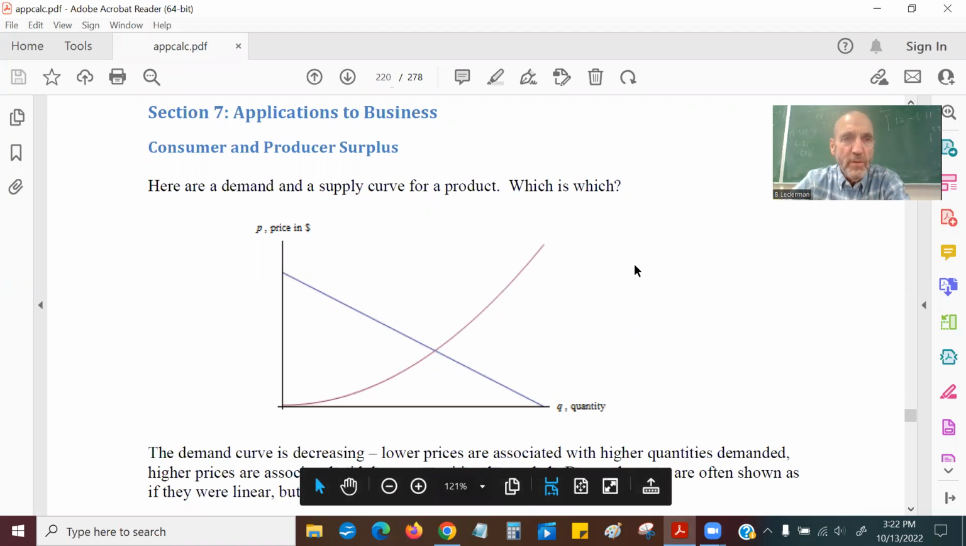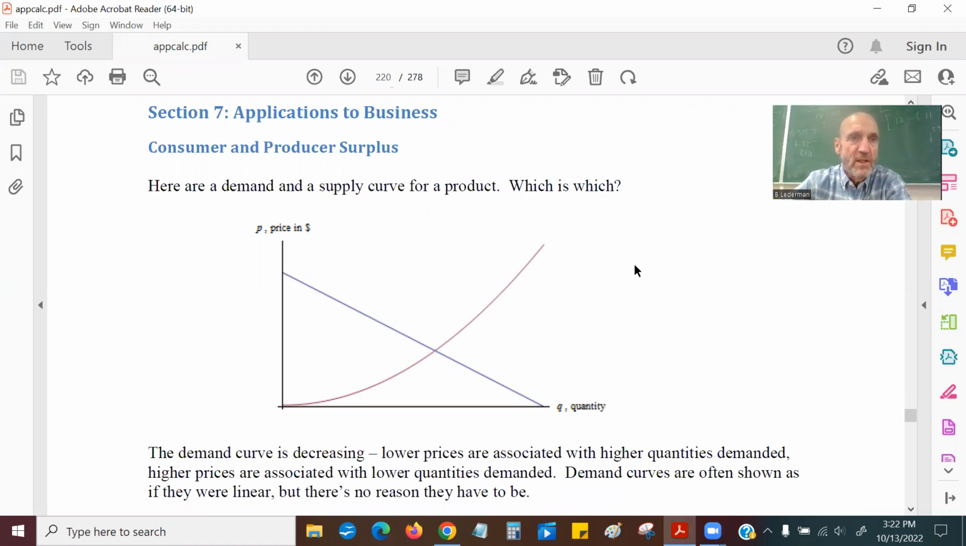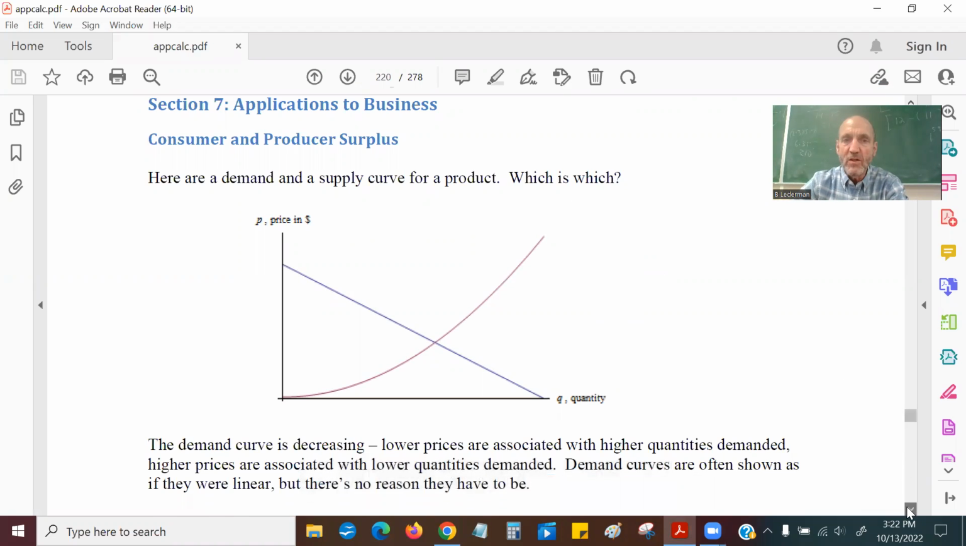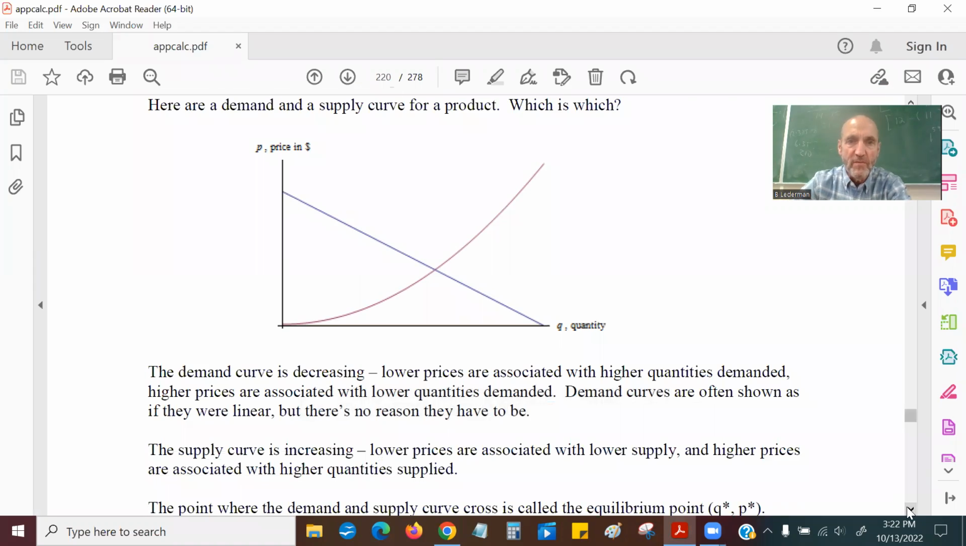So we're talking about consumer and producer surplus. We have here a demand curve and a supply curve. This is the price, that's quantity. We have demand and supply. So let's see which is which. Well, the demand curve, that's the one that's decreasing.